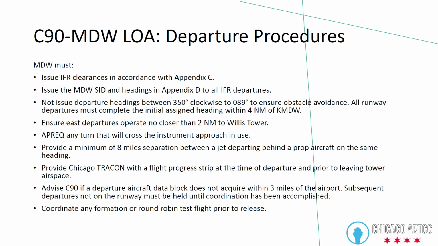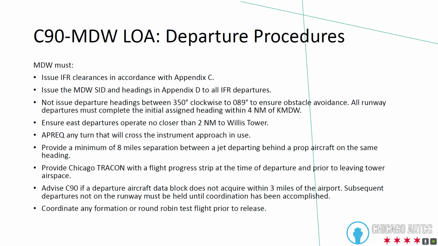Provide the TRACON with flight progress strip at the time of departure and prior to leaving tower airspace. Of course, this is for their rolling call for radar identification. Typically what I would just say is just ask the radar controller above you, does he want strips or not? Technically speaking, the answer should always be yes, but it is vZAU.